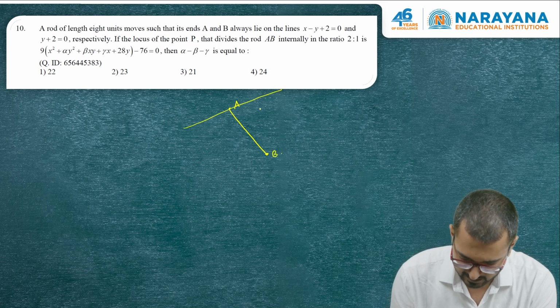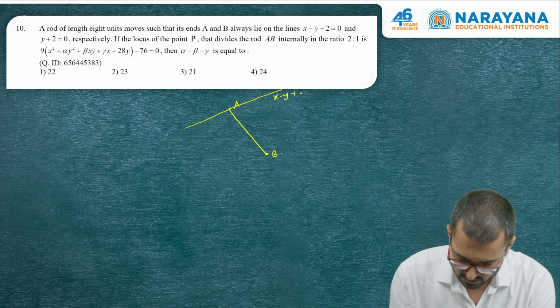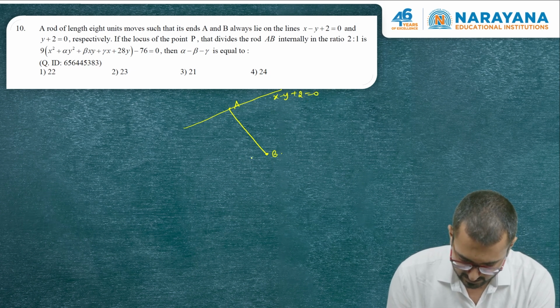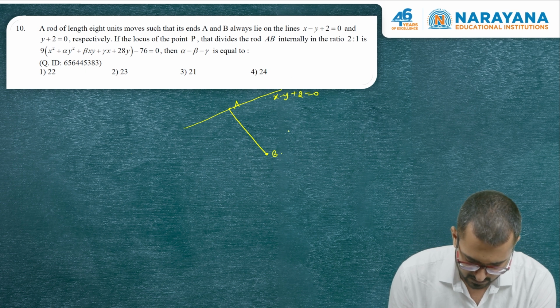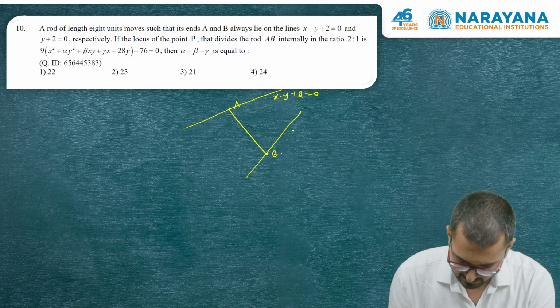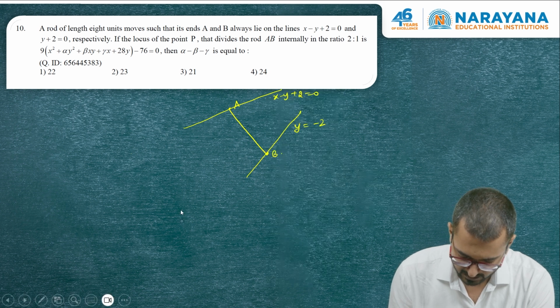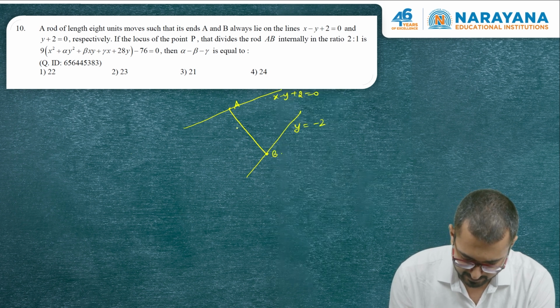This is line x minus y plus 2 equal to 0, and B is lying on the line y plus 2 equal to 0. So it's going somewhat like this, right? So this is my line y equal to minus 2. So yes, we got A and B so far.